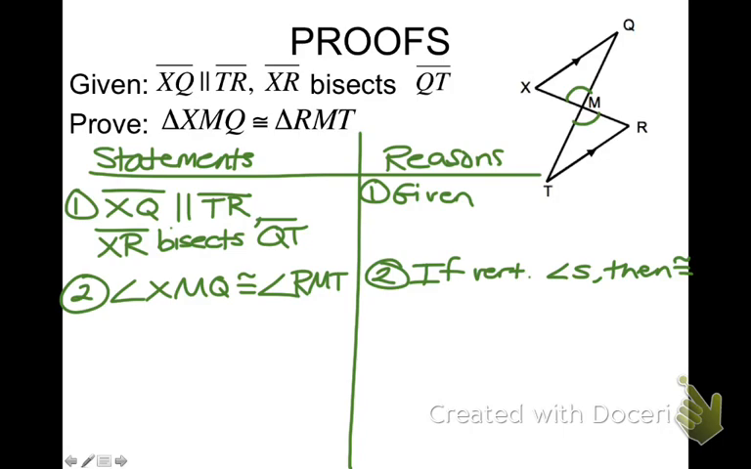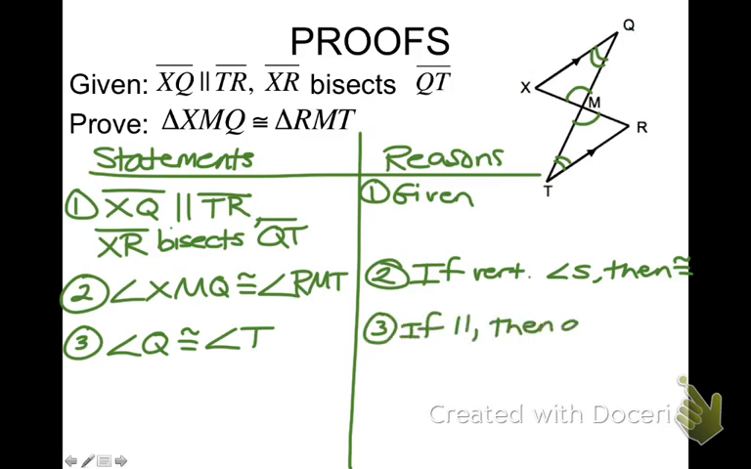We just did M. Those are vertical angles. What would be congruent to Q? T. Are those alternate interior angles? Yeah. Okay, because they're rotating on the opposite side of this transversal. Okay, so let's do that. Line 3. Angle Q is congruent to angle T. If parallel, alt int angles congruent. Good.